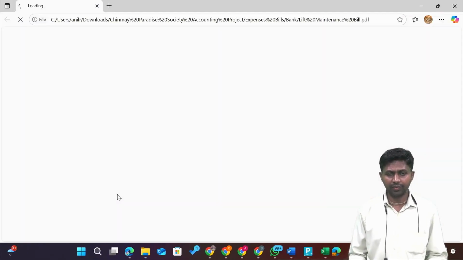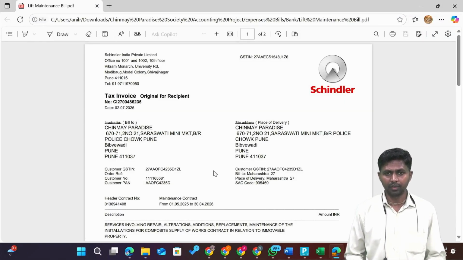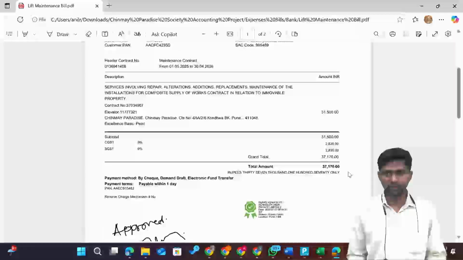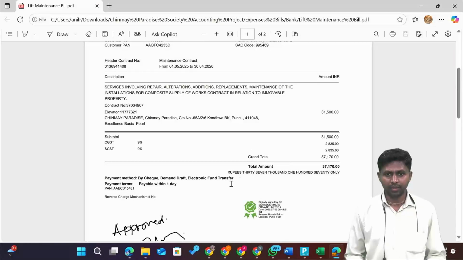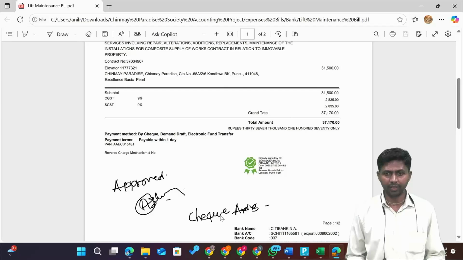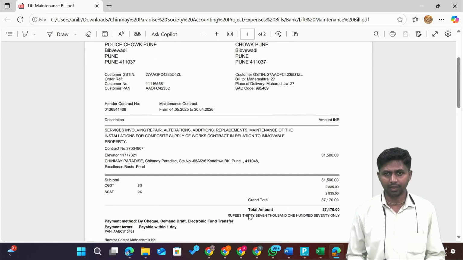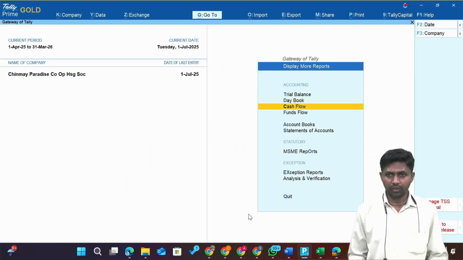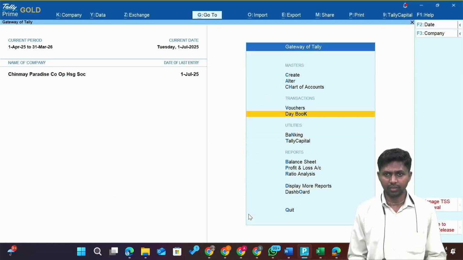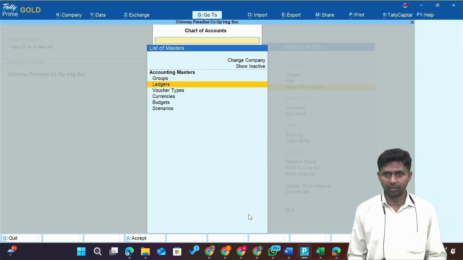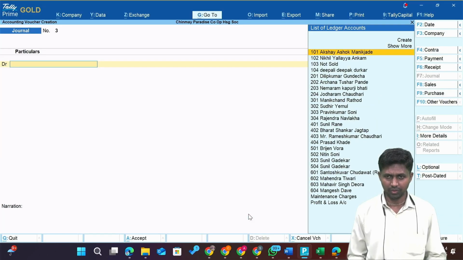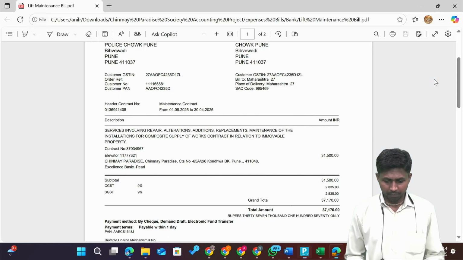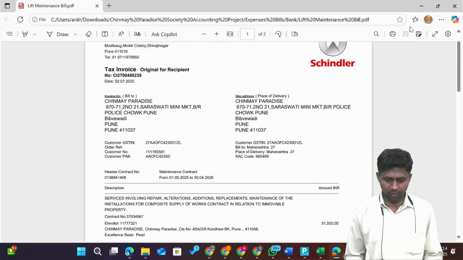Now in that we'll find lift maintenance bill. Now lift maintenance bill of rupees 37,170. This is approved and paid. Correct, now by giving check of Axis Bank. Okay. Now then in the Tally software, under vouchers, we will make the payment, but we have paid this to Schindler company.